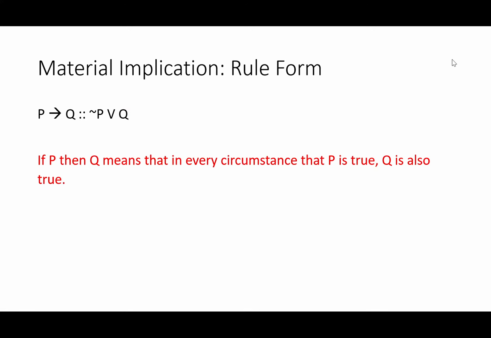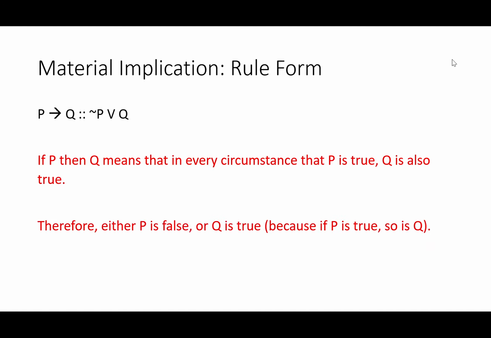This rule depends on the meaning of the conditional, which is that if P then Q means that in every circumstance that you have P, Q is also true. If you've got the antecedent, then you've got the consequent. This rule tells us that that means the same thing as saying, well, either P is false, you don't have your antecedent, or Q is true, because if you do have P, you've got Q as well.